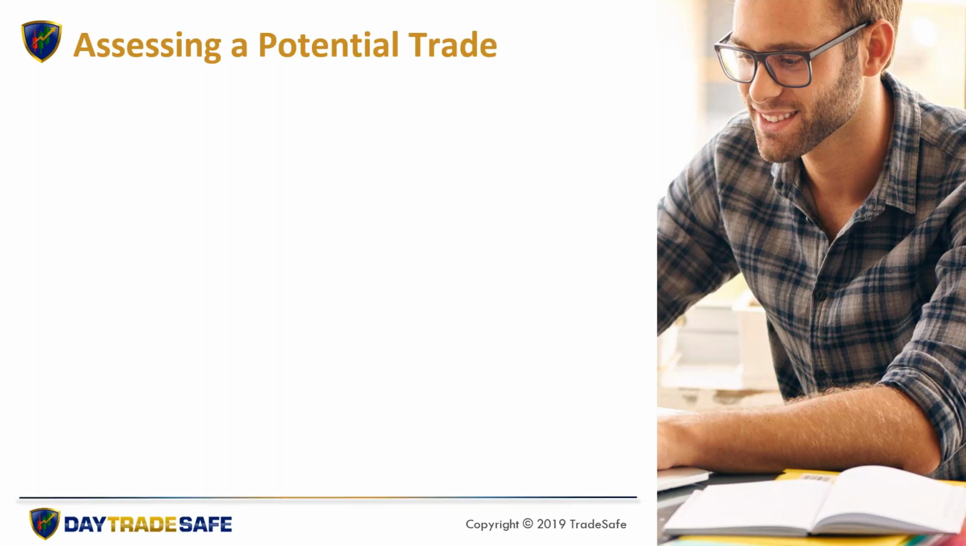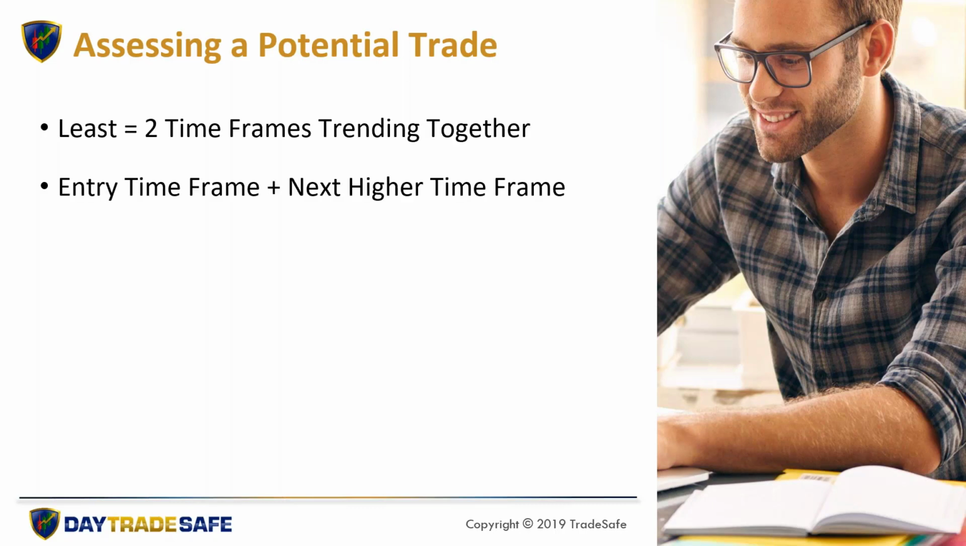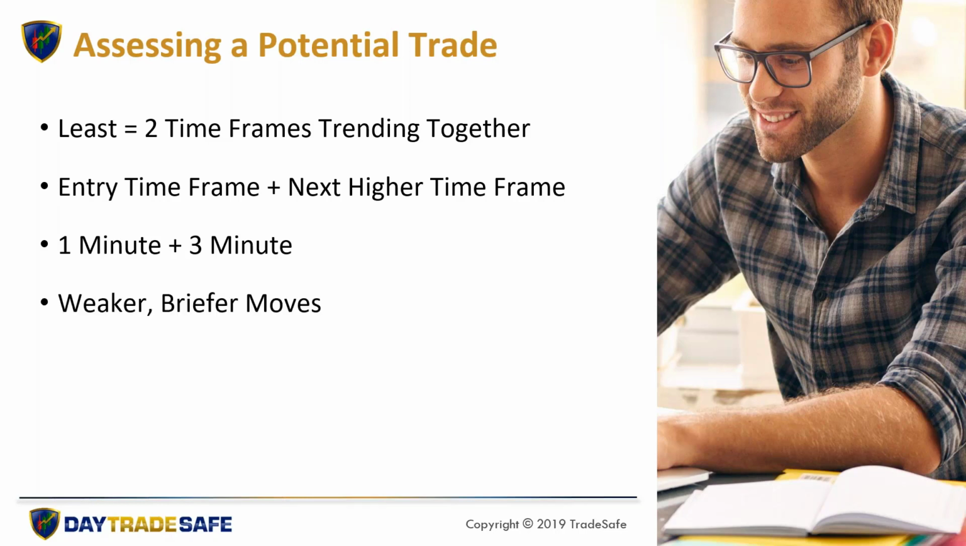What about if only 2 of the time frames are trending together? That would be your entry time frame and the next higher time frame. That would be your 1 minute and your 3 minute. So if all you've got is the 1 and the 3 that agree, it's still tradable. You have some trend agreement. You have some wind at your back, but the potential for follow through isn't as great. It's going to be a weaker, briefer price move most likely.